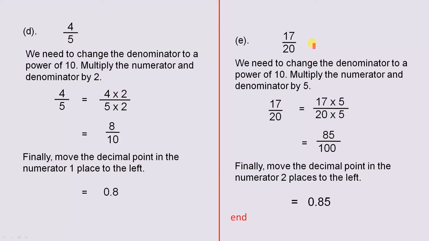17 over 20. We need to change the denominator to a power of 10. Multiply the numerator and denominator by 5. So 17 over 20 equals 17 times 5 over 20 times 5. That gives us 85 over 100. Finally, move the decimal point in the numerator two places to the left. So remember the decimal point was here. Because we're dividing by 100, we are allowed to move it two places to the left. So that becomes 0.85. In other words, 17 over 20 is 0.85.